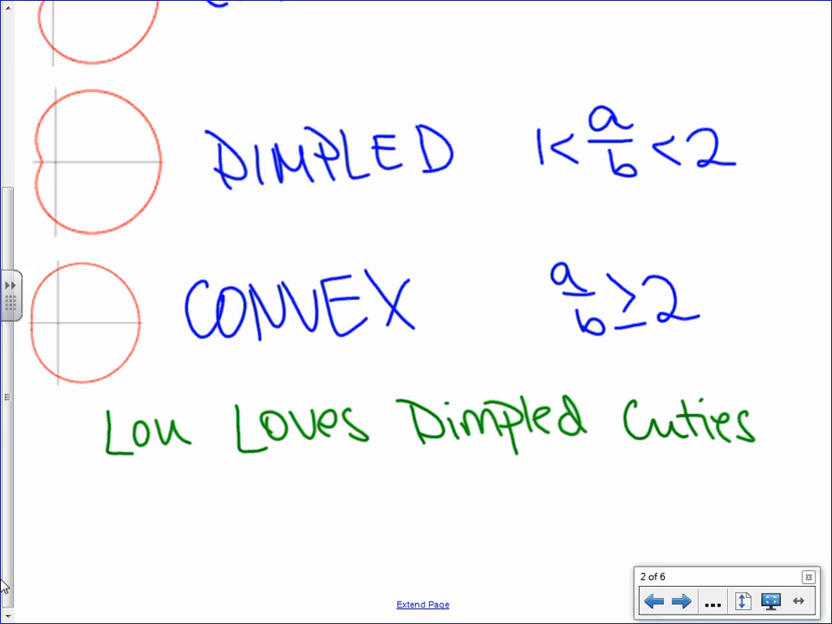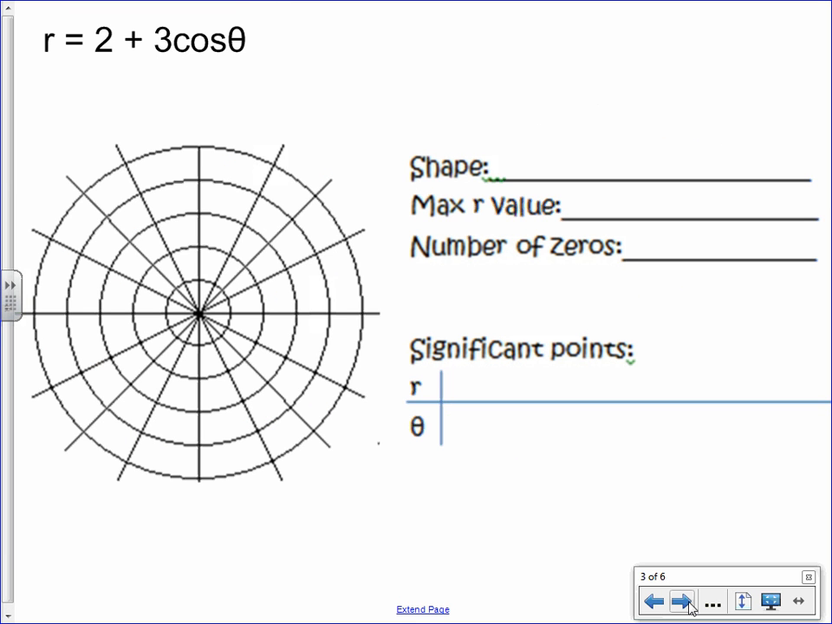Lou loves dimpled cuties. Lou for loop, love for cardioid, dimpled, cuties for convex. Okay? If you want to use it, you may. If you need to remember the orders. Lou loves dimpled cuties. Okay? If you want to come up with your own mnemonic device, you do that. Okay? You think this is good? I don't blame you. But it's there for you if you need it.